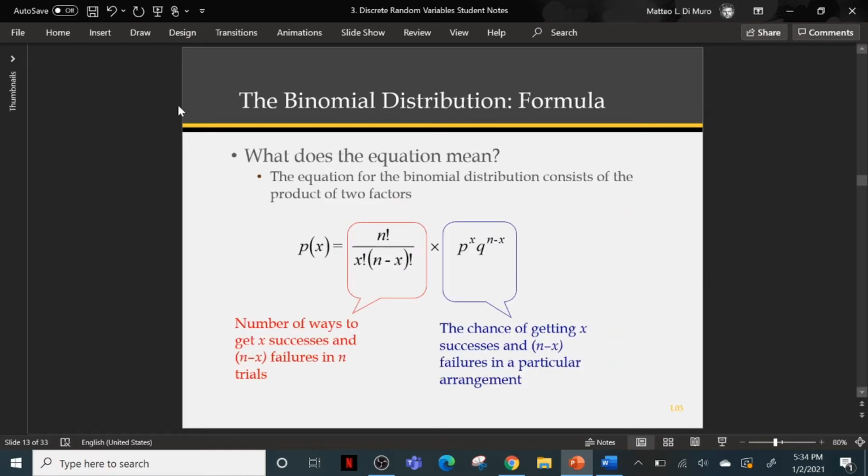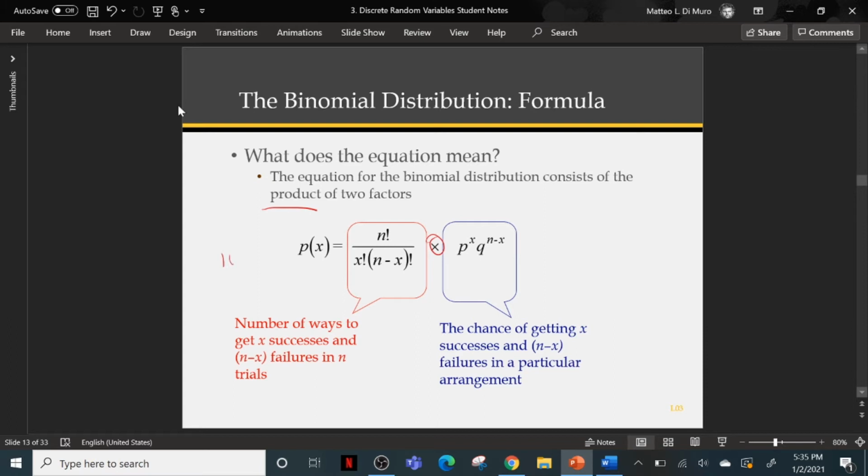So we're almost there. What does the equation mean? Well, the equation for a binomial distribution consists of the product. Product means multiplication. So there's the multiplication sign of 2 factors. This big ugly looking fraction with all these factorials, basically what this gives us, and again, we're not going to get into it, it's not a purpose of the course, we just end up using the fact that this gives us the number of ways to get x successes and n minus x failures in n trials.